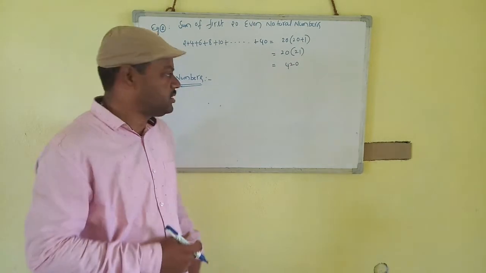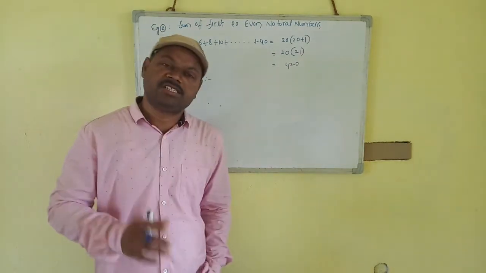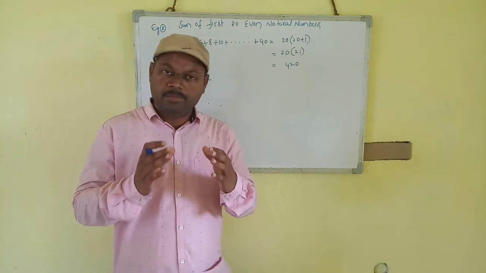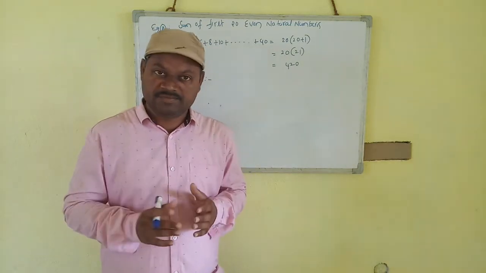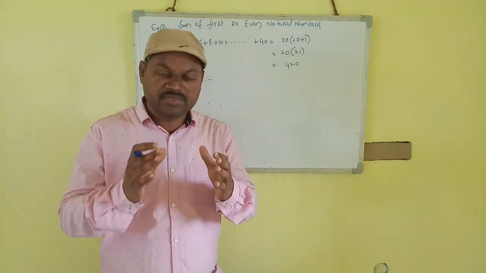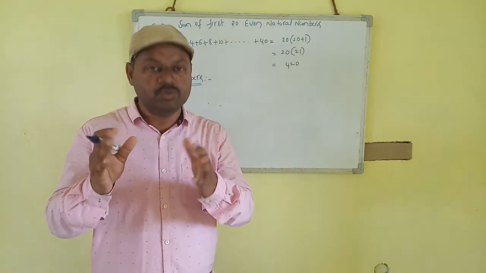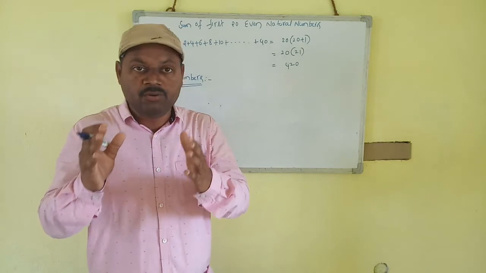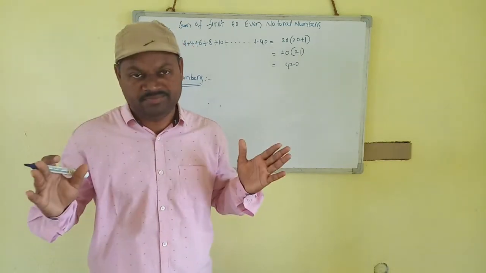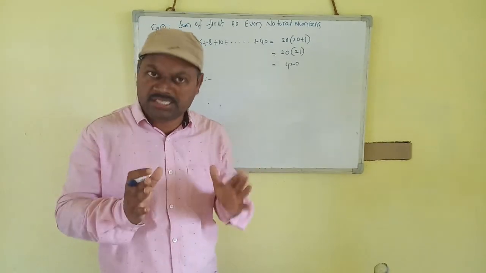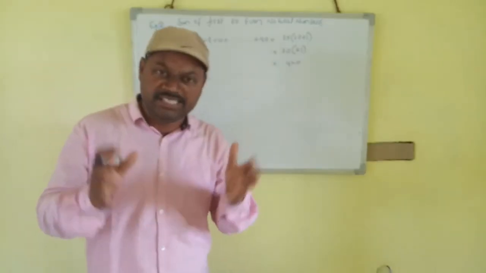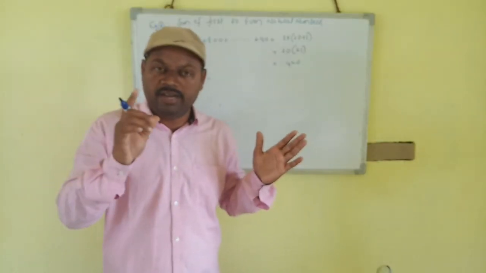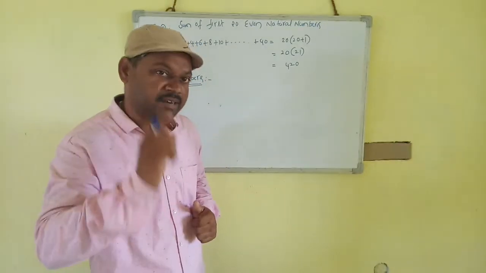Okay, students, next, odd numbers. What is an odd number? Odd numbers are the numbers which, when divided by 2, leave the remainder 1. That means when we divide by 2, the remainder is always 1.